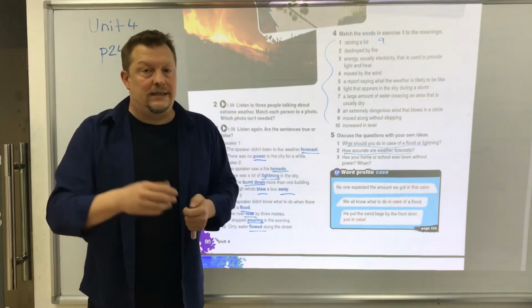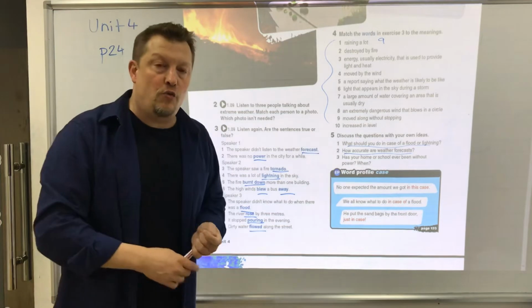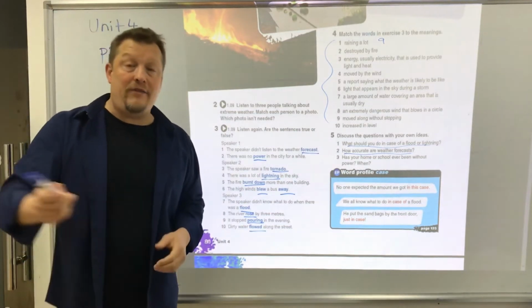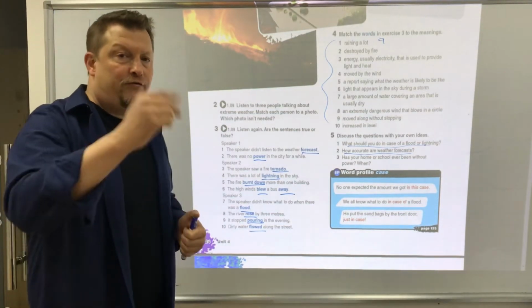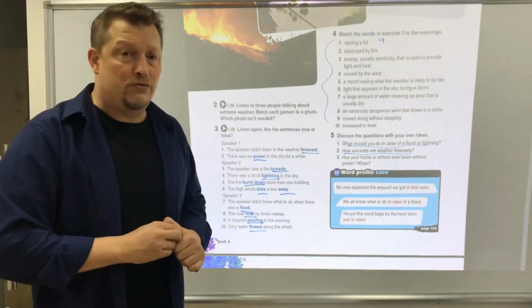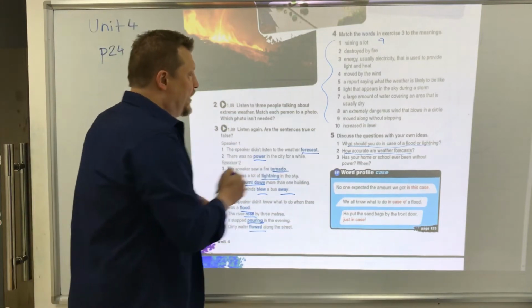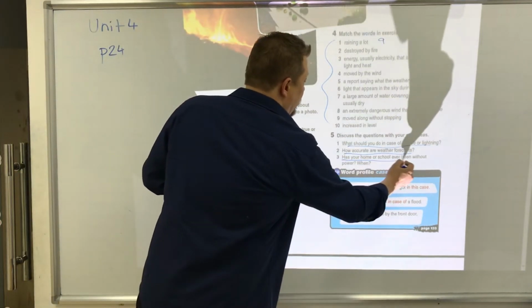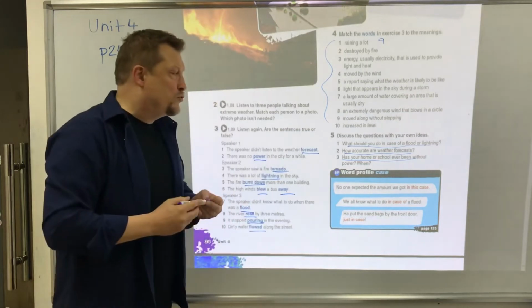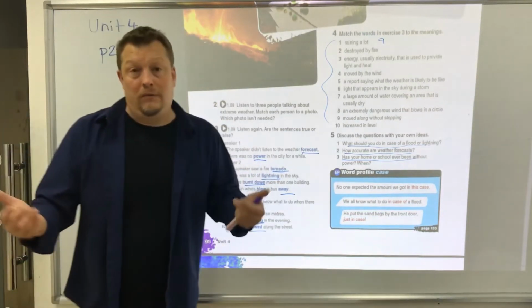How accurate are weather forecasts? Yeah, so these days I think it's better than it used to be, but can you trust the weather forecast? If Google Weather tells us tomorrow it's going to rain, is it going to rain? What do you think?